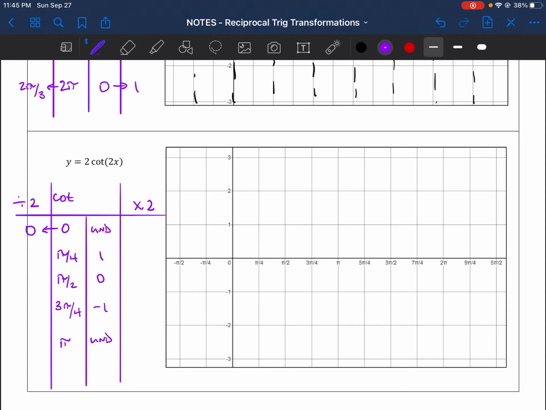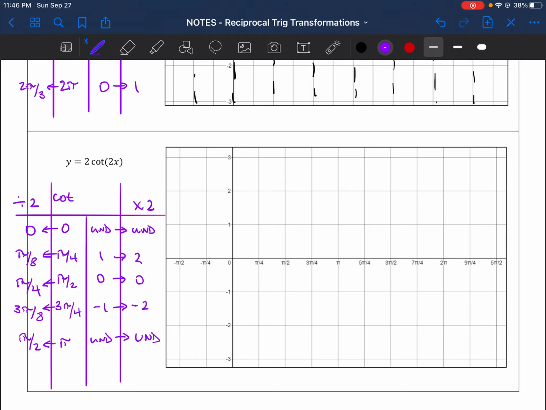So 0 divided by 2 is still 0. Pi over 4 divided by 2 is pi over 8. Pi over 2 divided by 2 is pi over 4. 3 pi over 4 divided by 2 is 3 pi over 8. And pi divided by 2 is pi over 2. Now let's take all these y values right here and multiply them by 2. Well, undefined, you can't multiply it. 1 times 2 is 2, 0 times 2 is 0, negative 1 times 2 is negative 2, and undefined is still going to be undefined.